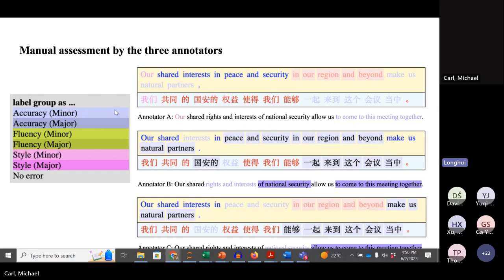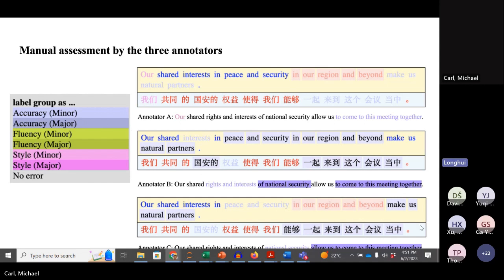And "in Our Region and Beyond" was an omission, as annotator C thought, because it only appeared on one side of the text and it's in dark pink. So annotator C thinks "in Our Region and Beyond" was not translated by the translator, and he thinks this is a major omission error. And "Make Us Natural Partners" was aligned to "allow us to come to this meeting together." And this was also assigned as a major accuracy error because it's in dark purple.